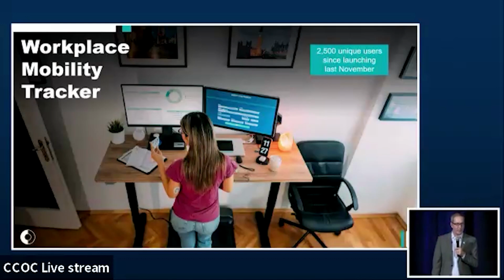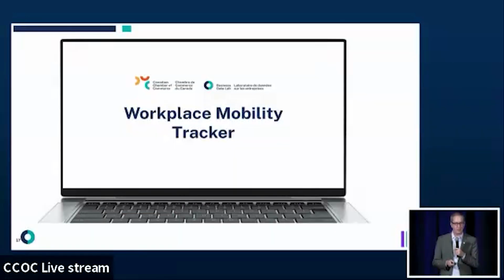Finally, let me talk about the Workplace Mobility Tracker, which is something that we launched last November. We've had 2,500 different users on this platform since last November, and if all goes well, you will see some moving pictures.